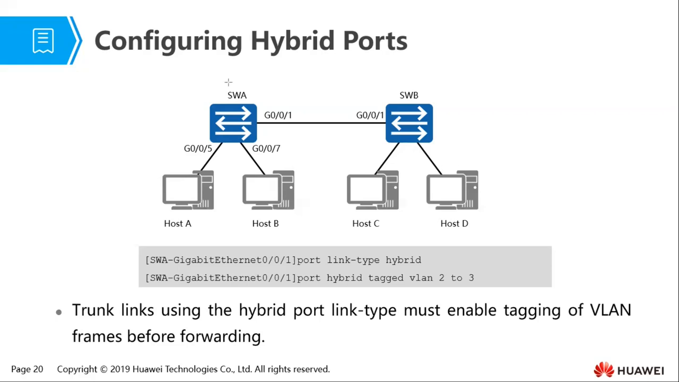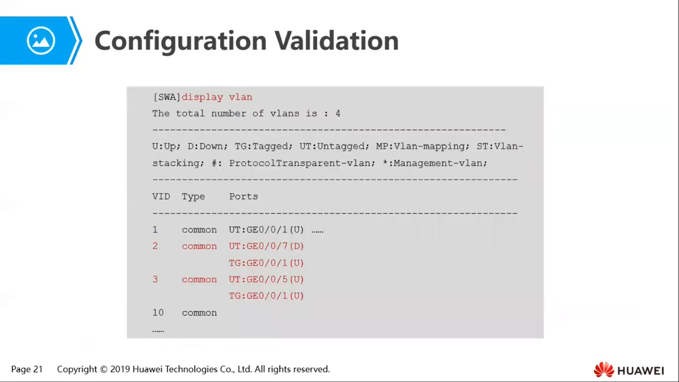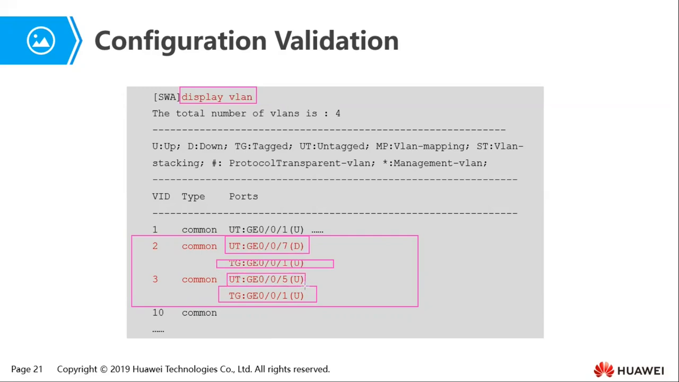Okay. So we can always validate. Excuse me, display vlan. So we can see on G0/0/1, we are carrying frames as tagged frames. Then these ones, because they are hybrid untagged, we are carrying frames as untagged frames.